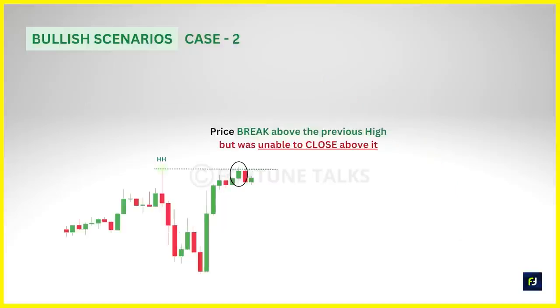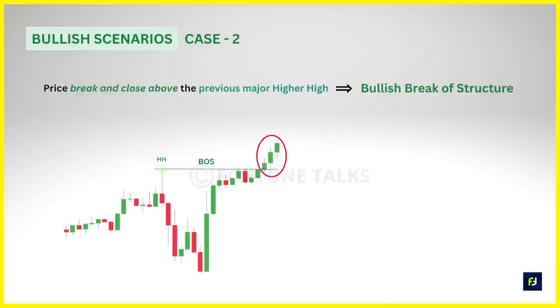Now moving on to the second example. In this case, we can observe that the price moved higher and broke above the previous swing high level. But the price did not manage to close above the previous higher high. So this is not a valid break of structure. Therefore, we cannot spot the inducement yet. And what happened afterwards? The price did manage to break and close above the previous major swing high level. So now we have a valid break of structure.